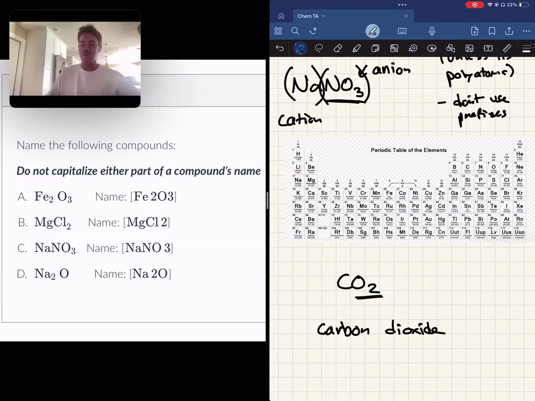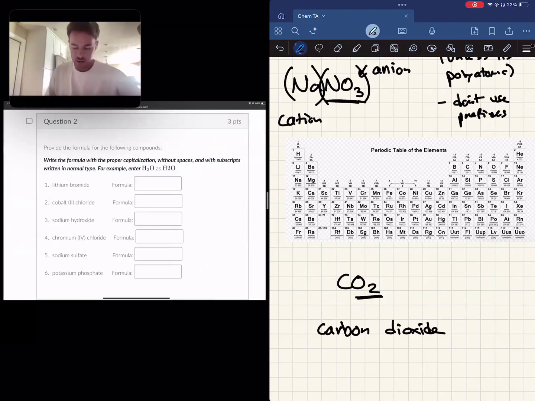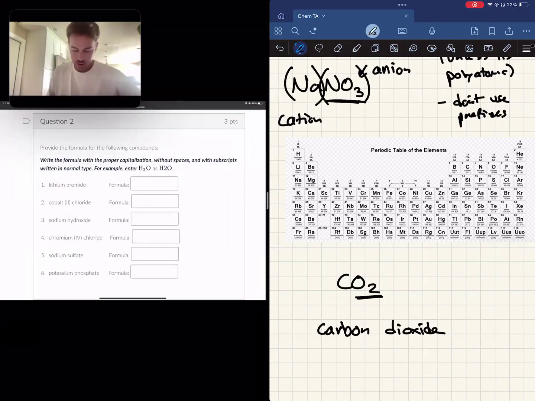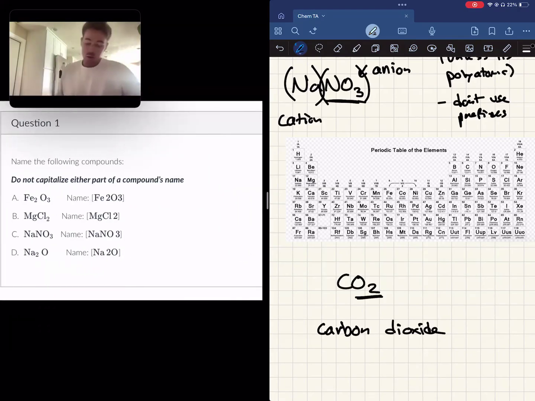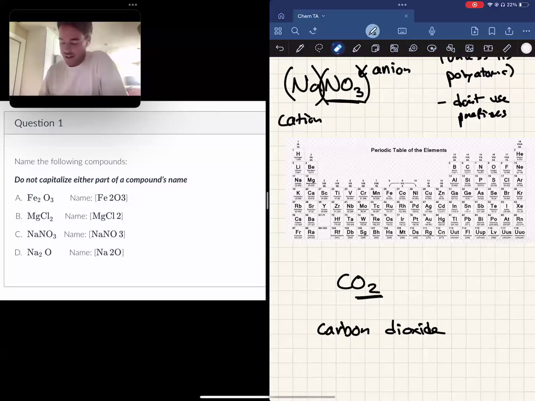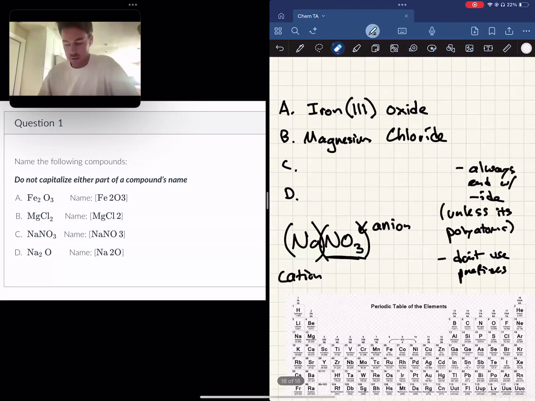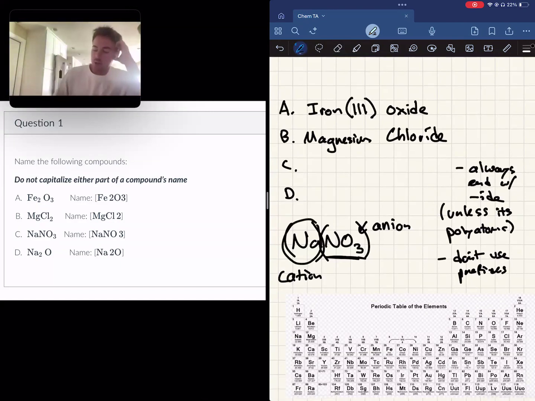And I'll do a few more of those examples after this because I think the next thing on here. Oh no, those are more, those are just more ionic ones. So I'll give you some more covalent examples. But yeah, let's do this. NaNO3. So first one, put our cation first, sodium. And then what's this? It's going to be nitrate, sodium nitrate.